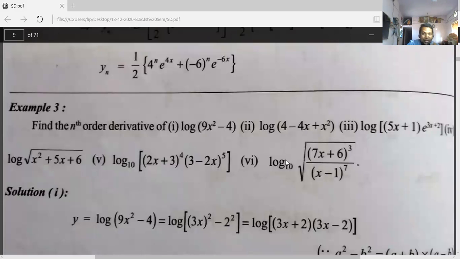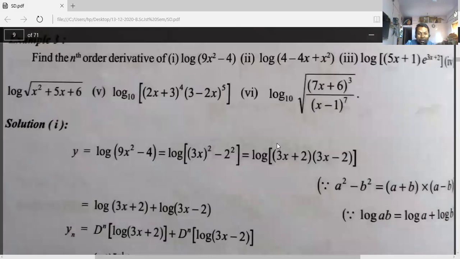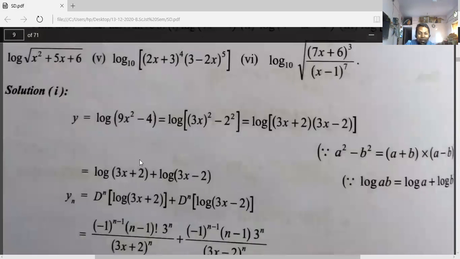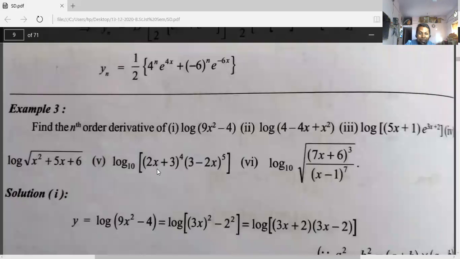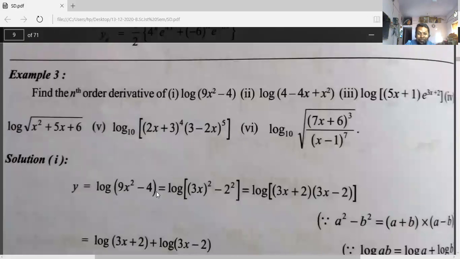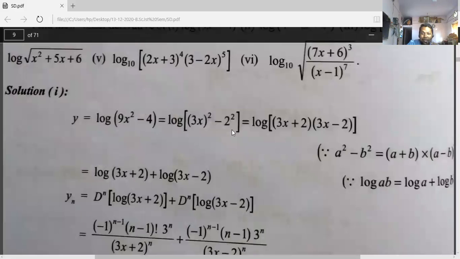Here, find the nth derivative of log of 9x square minus 4, and the second one, log of 4 minus 4x plus x square, that we have to solve here. Now here also in the same way, first you write log of 9x square minus 4, and take it as y. Let y be equal to this function. Now 9x square you can write as 3x whole square, and 4 you can write as 2 square. Already you know a square minus b square is a plus b into a minus b. We are writing the same thing as 3x plus 2 into 3x minus 2 under the log.